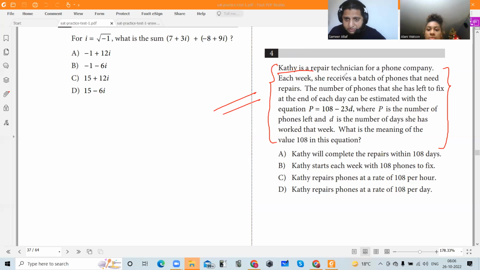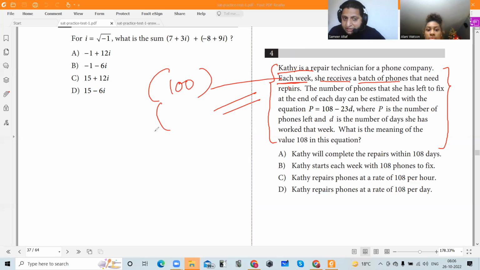Kathy is a repair technician for a phone company. Each week she receives a batch of phones that need repairs. For example, if she's receiving 100 phones that need repairs, she has to complete the job in 1 week.